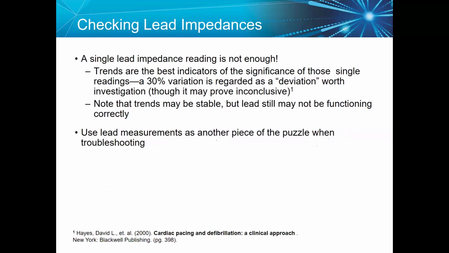When checking lead impedance, a single lead impedance reading is not enough. The trend should be gone over thoroughly. Okay, and during checking of lead impedance, we should check both the unipolar configuration and bipolar configuration to determine what the problem is. And this reading will help us to determine the problem and troubleshoot after that.